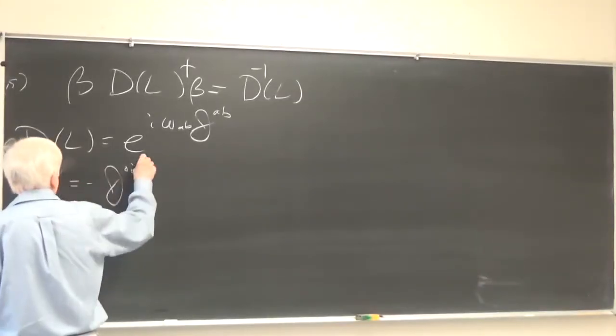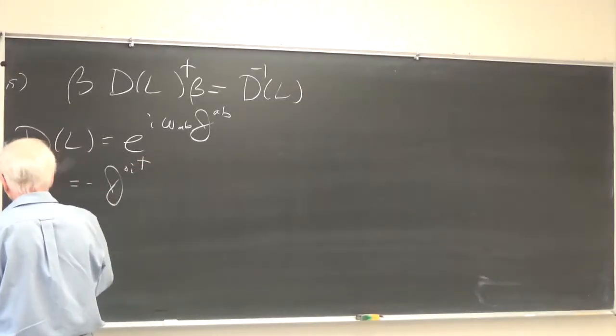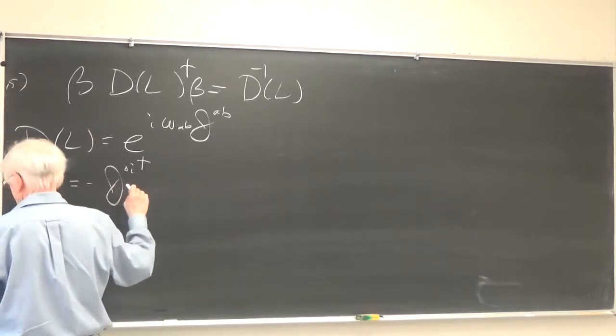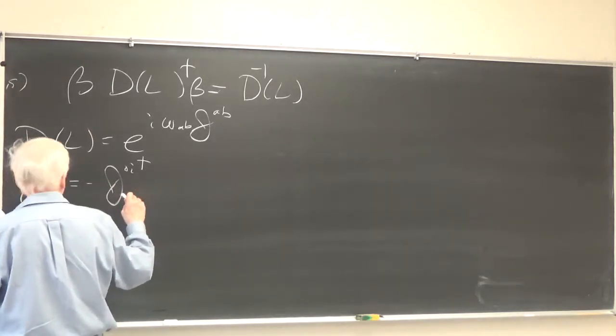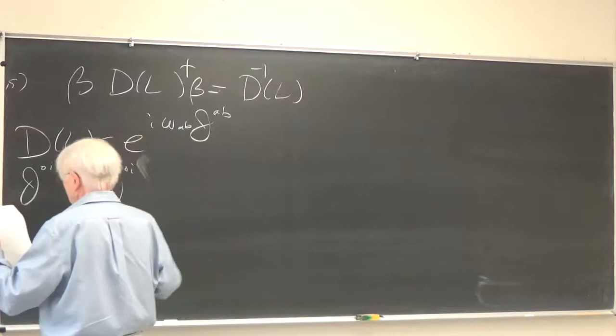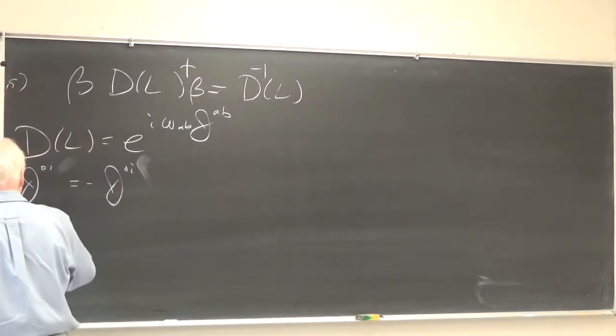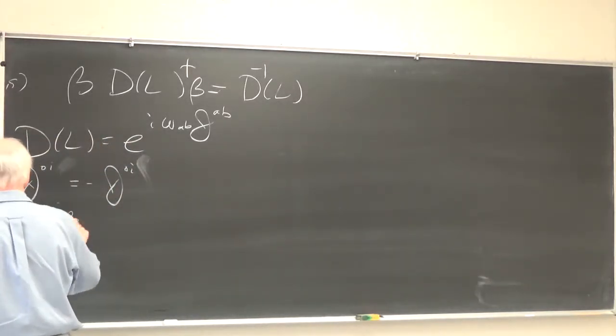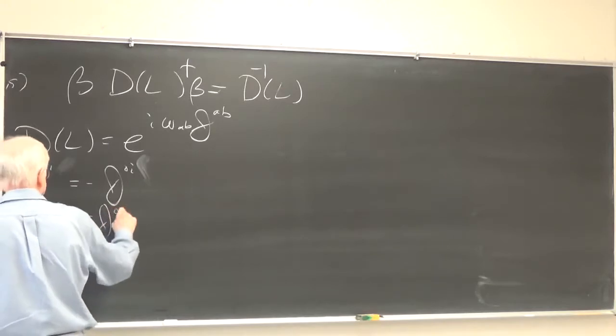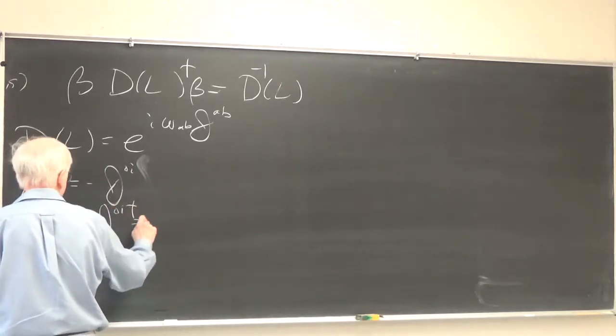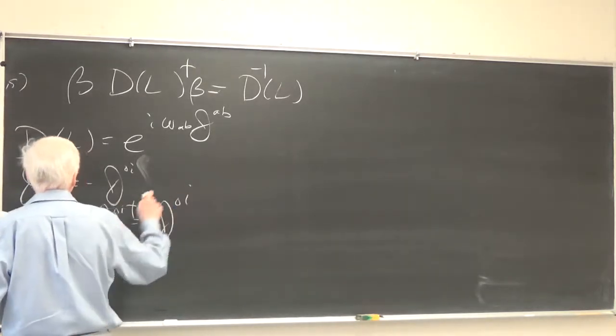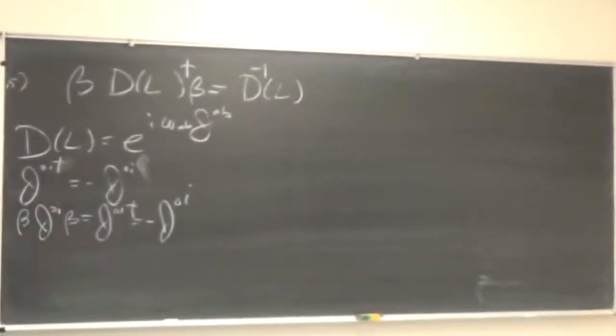So in fact, one could write this. Oh, well, wait a minute. What we have is beta J0I, beta is J0I dagger, which is minus J0I. So those are the relations that I should have.